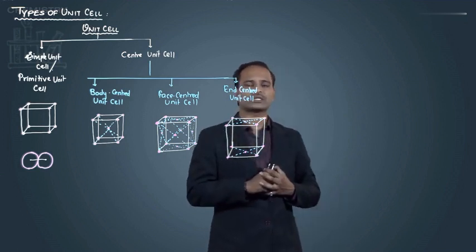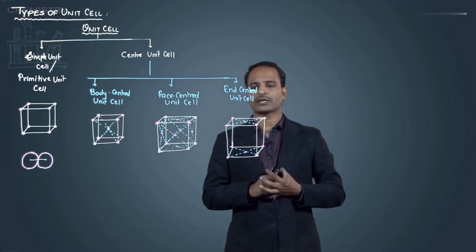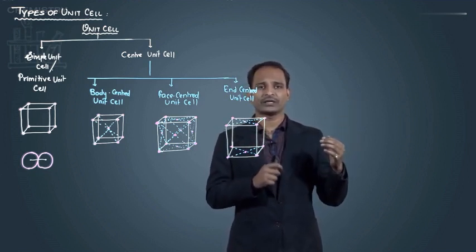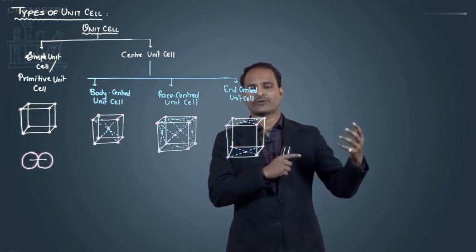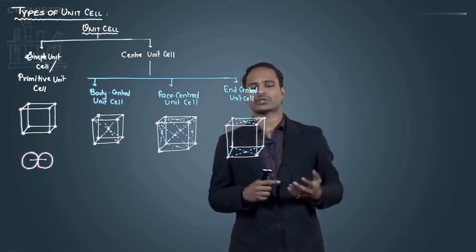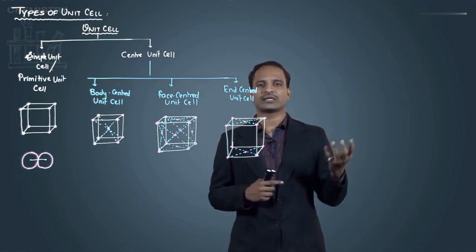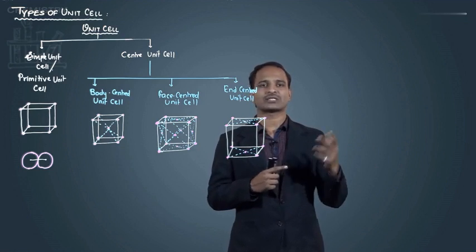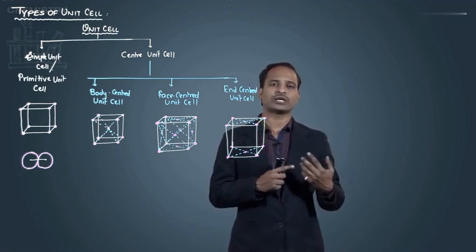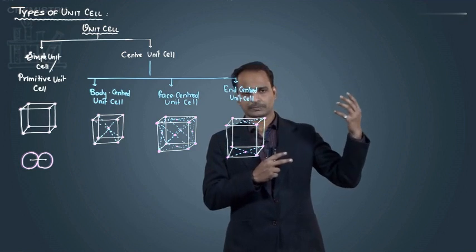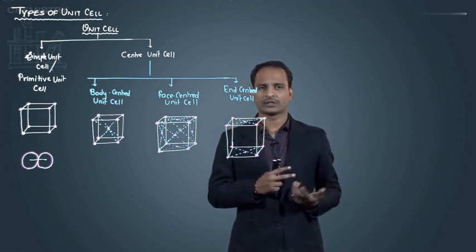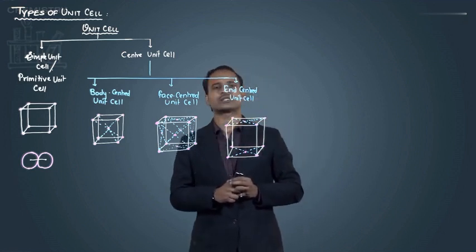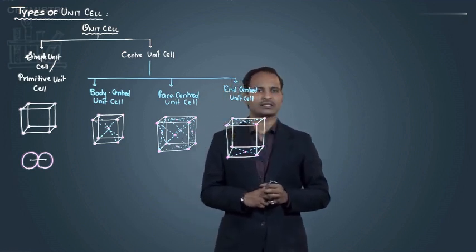Now in case of end centered unit cell, the particles are present on every corner as well as at the opposite faces. Like this we have the animation, and in the second animation you can see that the particles present on the opposite faces touch the particles present at the same face corners. So this is about the 4 types of unit cell which we have: a simple unit cell, body centered, face centered and end centered unit cell.